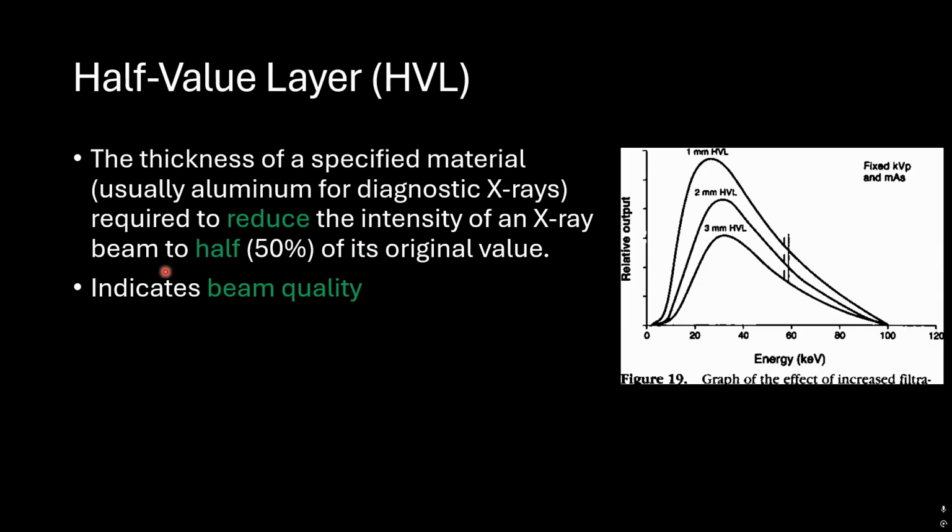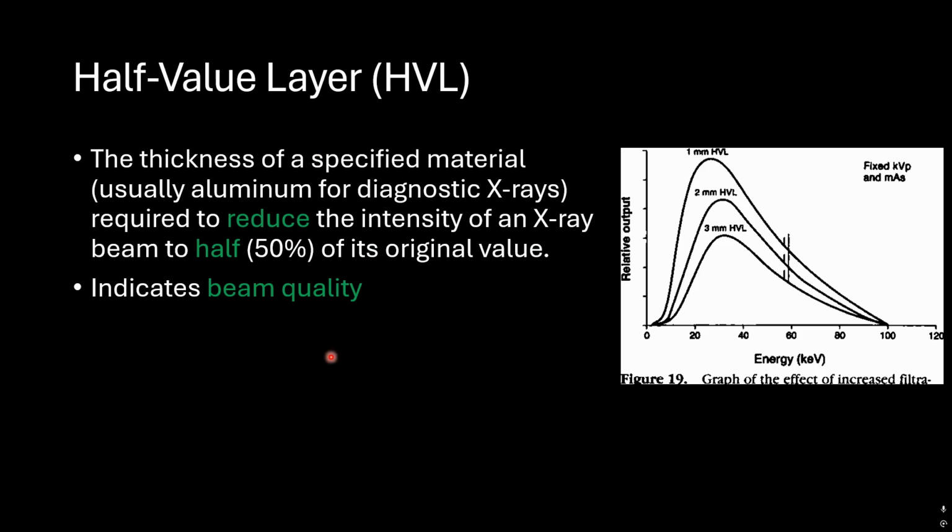What about half value layer? What's this term? It's the thickness of a specified material, usually aluminum for diagnostic X-rays, required to reduce the intensity of an X-ray beam to half of its original value. So half value layer is a layer that is needed to reduce the intensity of the X-ray to half.